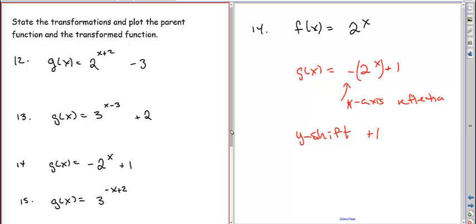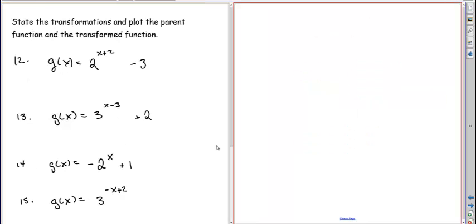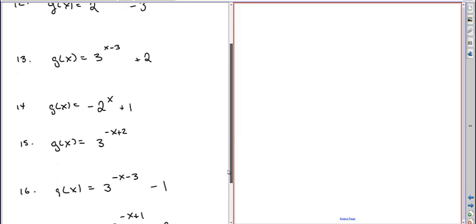Okay, moving on to 15. So now we've got a negative sign in the exponent, which means that's going to be a y-axis reflection.